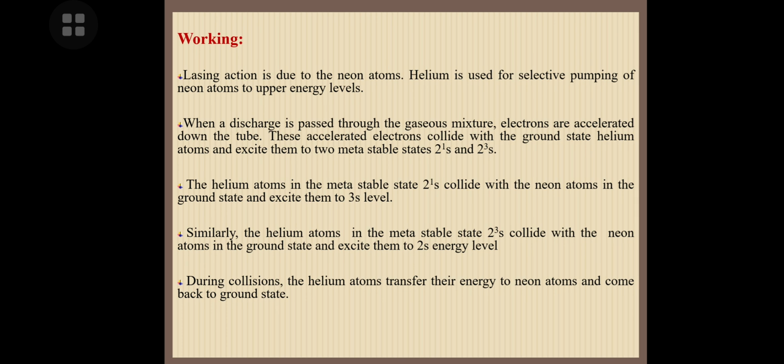When a discharge is passed through the gas mixture, electrons are accelerated down the tube. These accelerated electrons collide with the ground state helium atoms and excite them to the metastable states 2^1S and 2^3S. The helium atoms in the metastable state 2^1S collide with the neon atoms in the ground state and excite them to the 3S level.